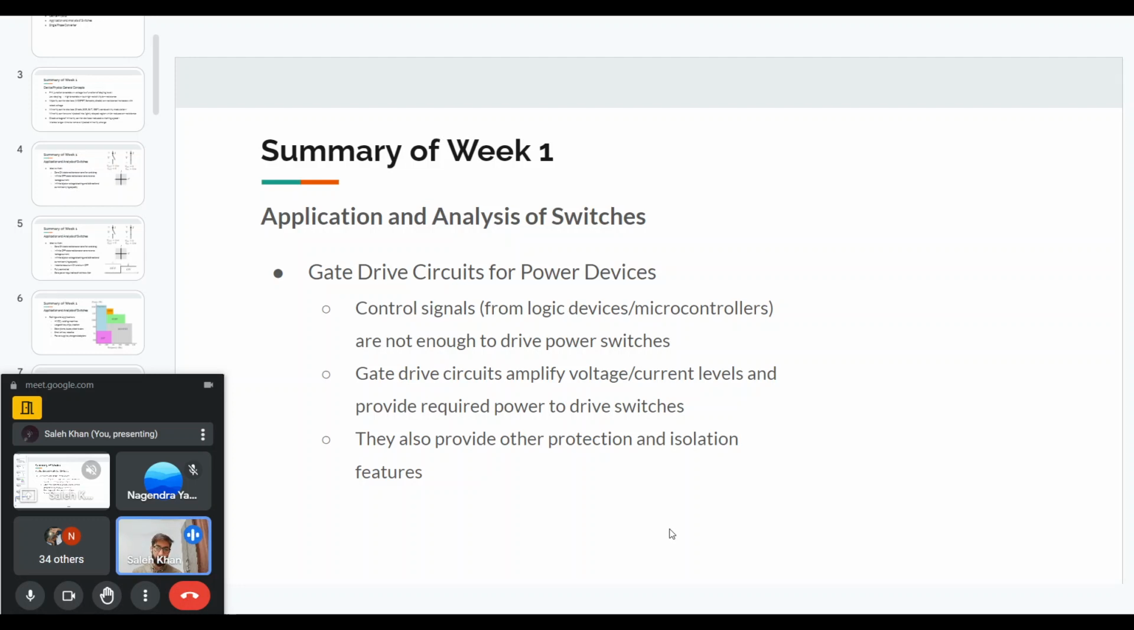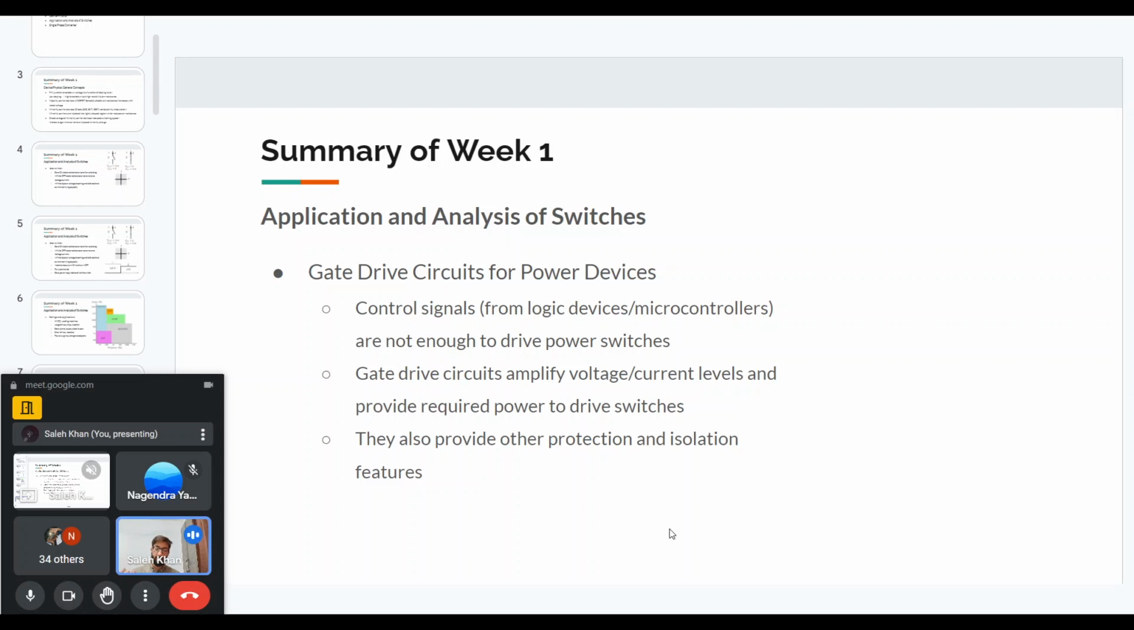But why do we need gate drive circuits? The basic concept is that in a power electronic converter, we will have these switches, and most of the times we will have some control switches, and we will need to turn them on and turn them off. And so we will require some control signals in order to turn these devices on and off. But these control signals are usually at logic level. So what does that mean?